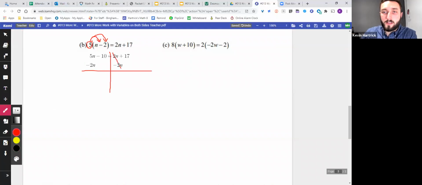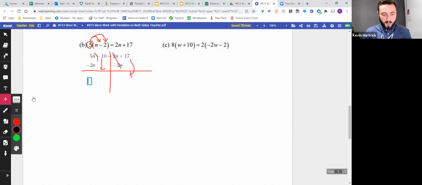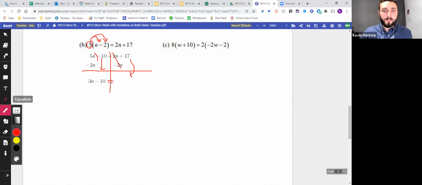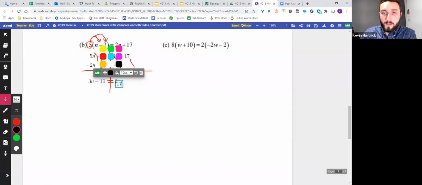Okay, 2n take away 2n gives me nothing. So all I'm left with is 17 over here. This negative 10, okay, remind yourself that's a negative 10. That's got to come down. 5n's take away 2n's gives me 3n's. Okay, so I know what this line's going to look like. I have my 3n. I have my minus 10. I have my equal sign on the line. All right, and then 17 over here on the right. So I've got my 17 here.